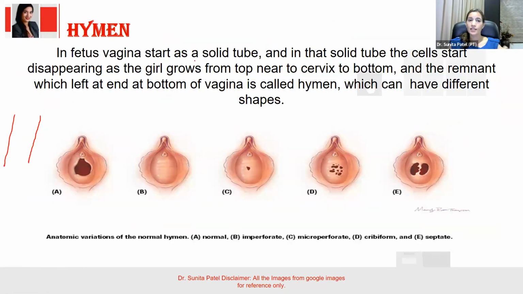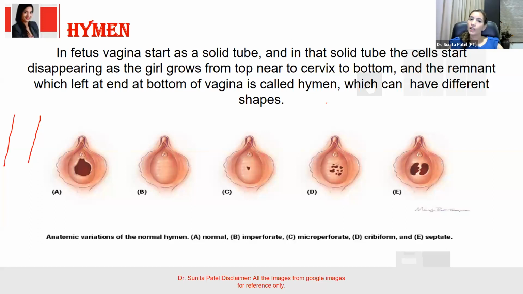So this is how, in the fetus, the vagina starts as a solid tube. In that solid tube, the cells start disappearing as the girl grows, from the top near the cervix to the bottom. So from up to down, the tissues are going to dissolve. And the remnants which are left at the bottom, we call the hymen remnant. Hymen means a covering, one covering.